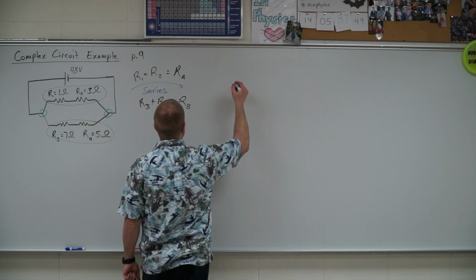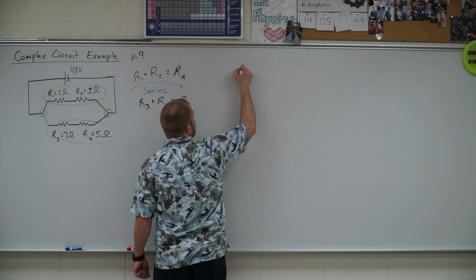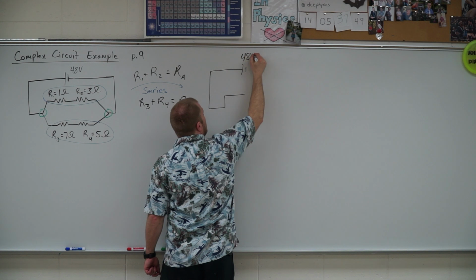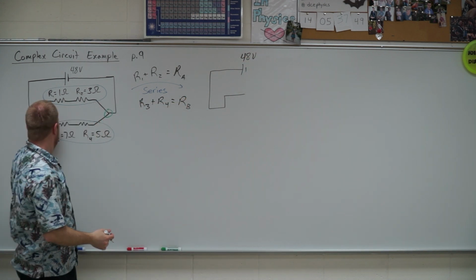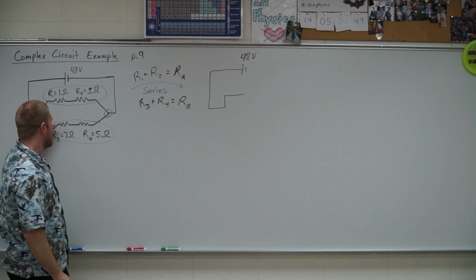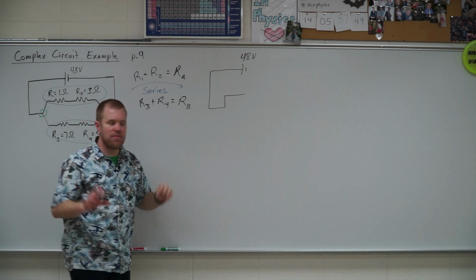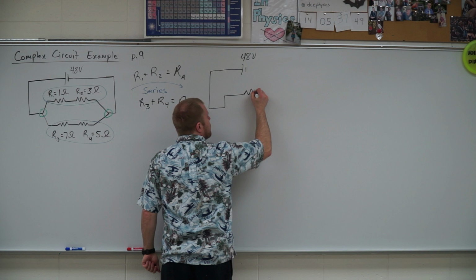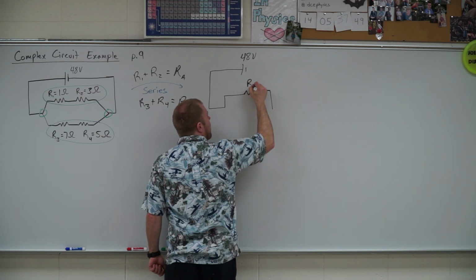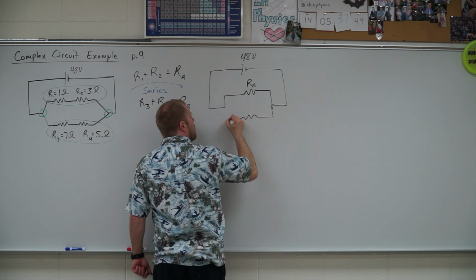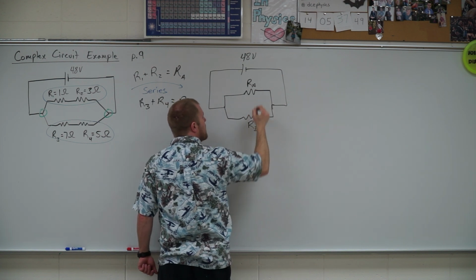So let's redraw what this looks like. So we have our 48 volts up at the top. Comes down, we go along that upper path. And when we draw these, don't feel like you have to always draw it like the picture, like an angle. Okay, I'm going to draw mine as right angles. Same thing, okay? And I have that resistor along that upper path. I'm going to call it RA. And I have that resistor along the lower path. I'm going to call it RB.